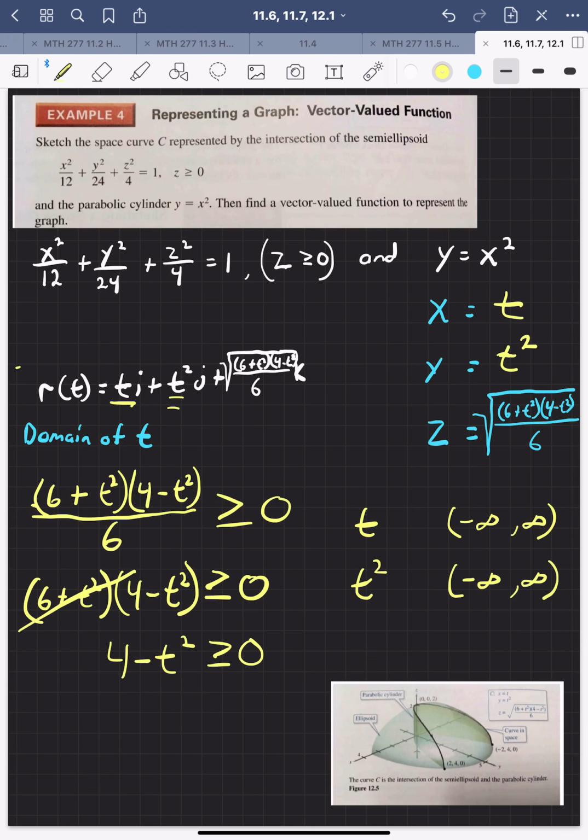Ready, let's solve for t. I'll bring the t squared over here and take the square root of both sides. So t is, the square root of 4 is 2, so that's plus or minus 2. All right, ready? So you just figured it out. t must be between -2 and +2.